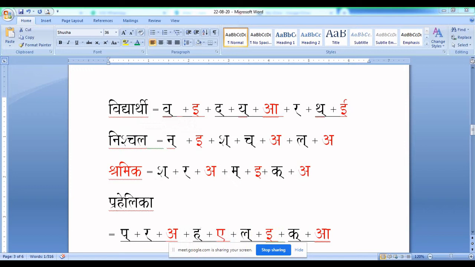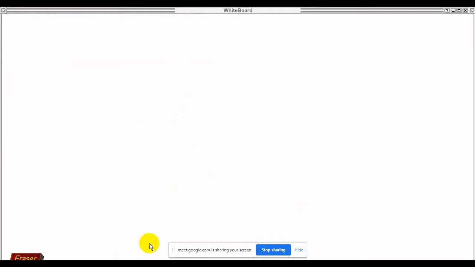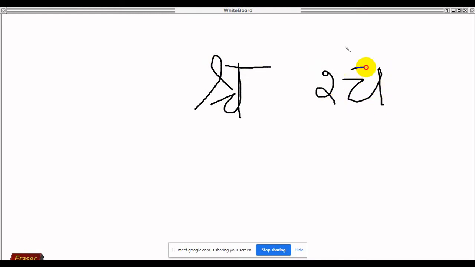Let me try to write on this digital whiteboard. Just a second. See, cha can be written like this. Last time I told you, it can be written like this, and somewhere you will see a very simple sha and cha. So you will see sha sometimes like this and sometimes like this. Okay. So please keep this in mind.